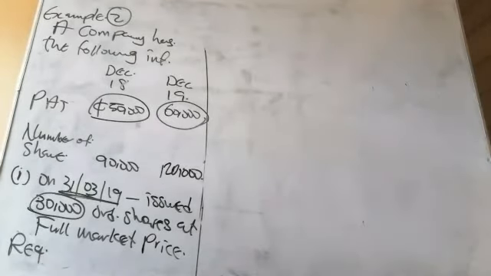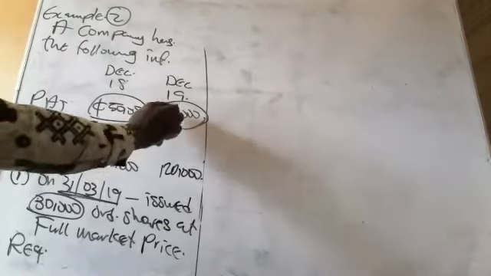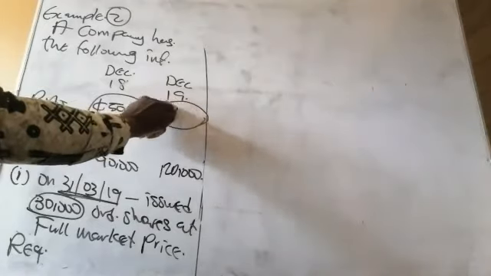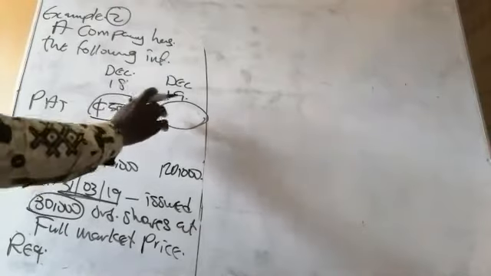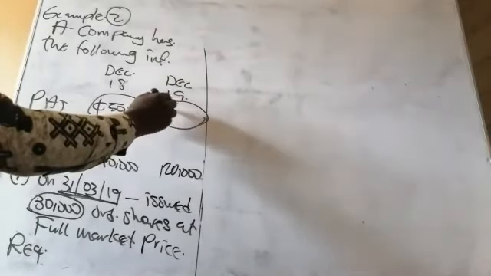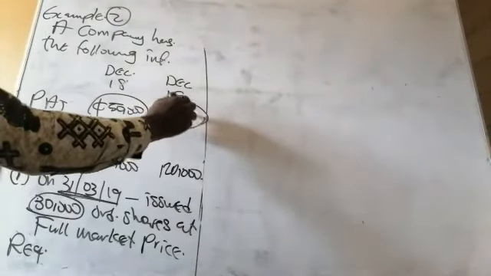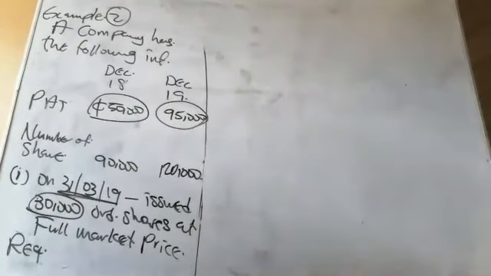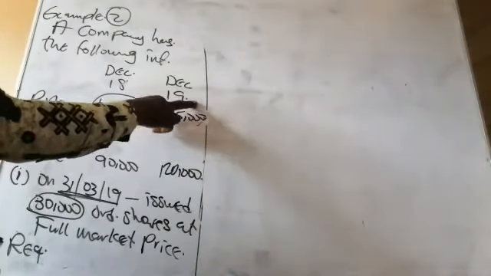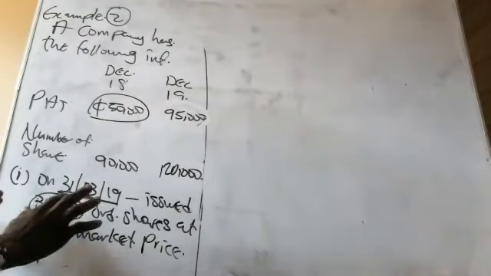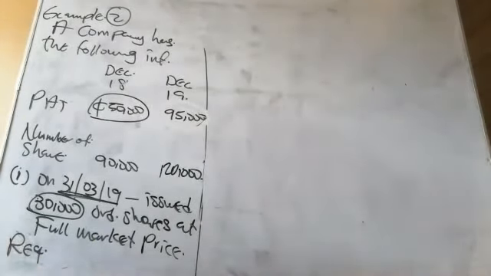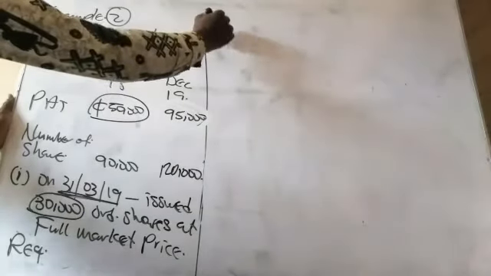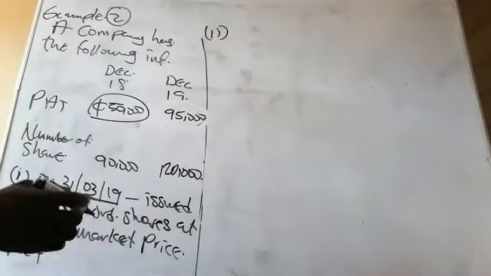So the same question applies. I only change this profit up to 95,000 cedis. That's the profit made. So that's the change I'm doing. So note 1 is still valid. I'm going to note 2.